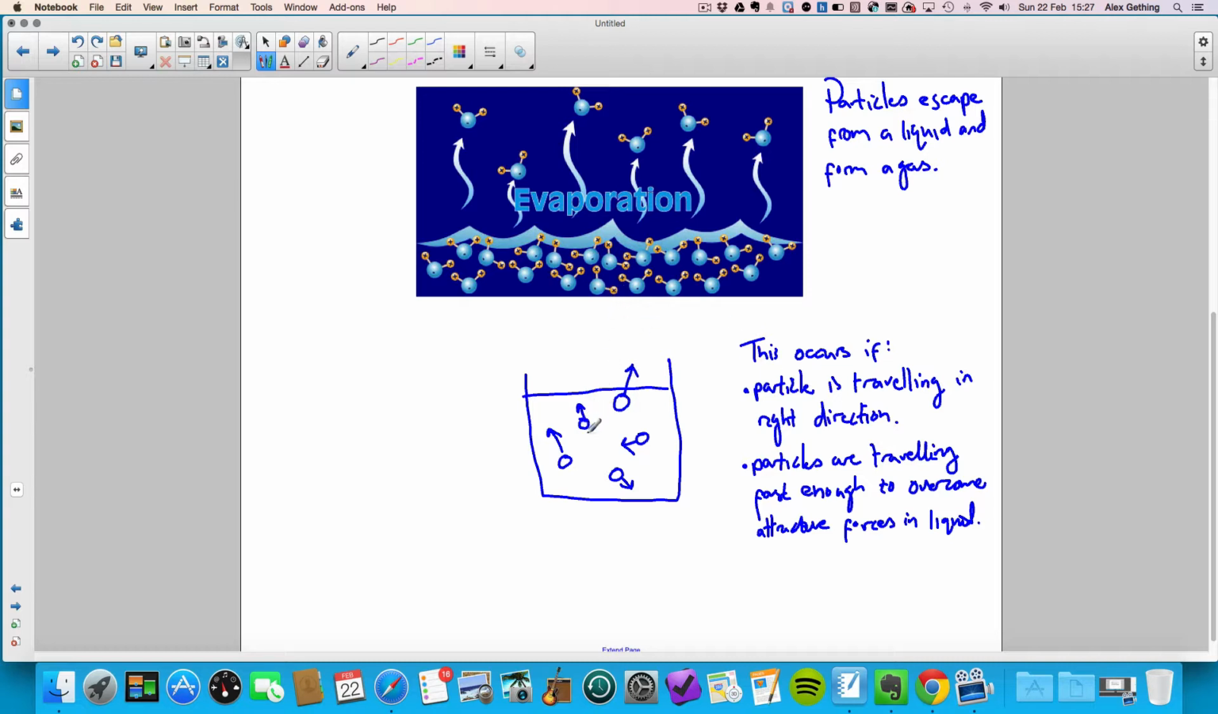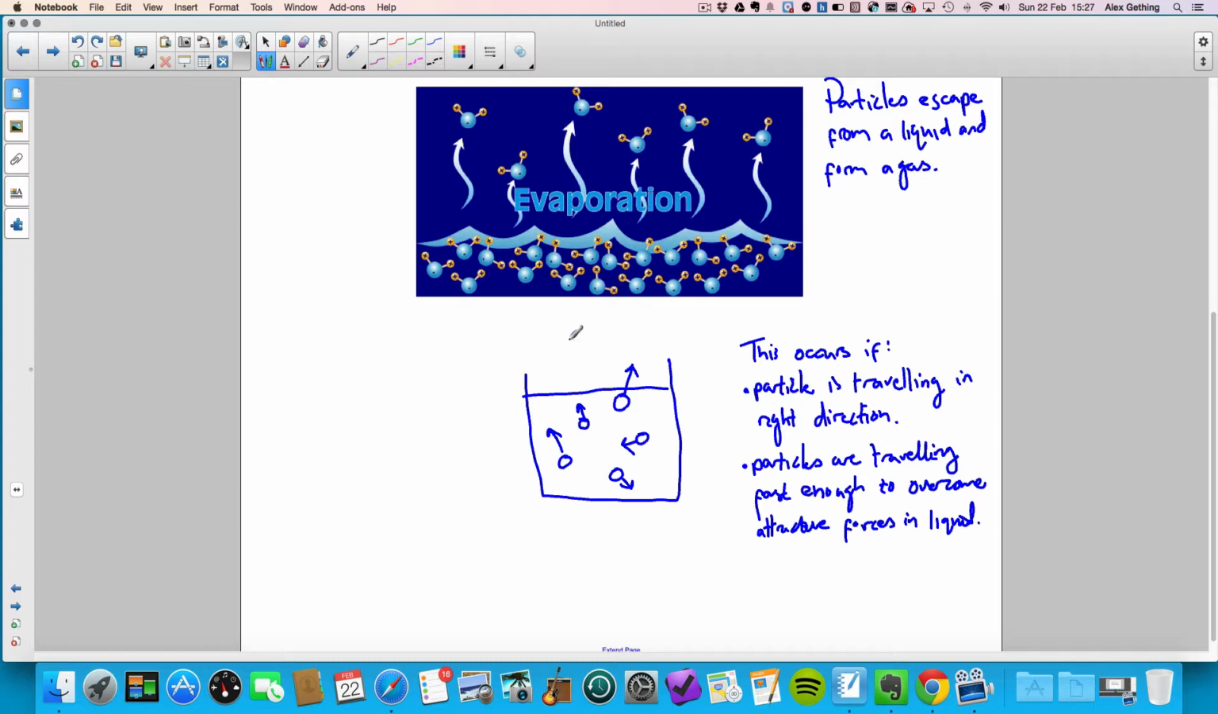This particle here might be going in the right direction, but if it's not travelling with enough energy quickly enough, if it's just bashed into another particle, then it's not going to make that leap to actually break away from these attractive forces, whereas this particle clearly is both going in the right direction and has enough energy to break away from those attractive forces.